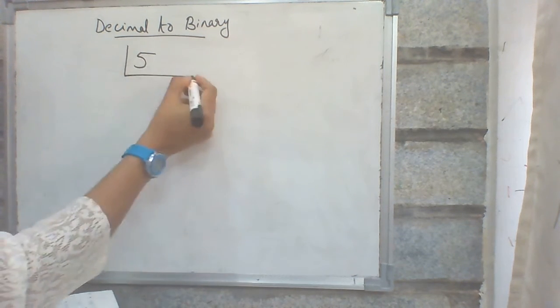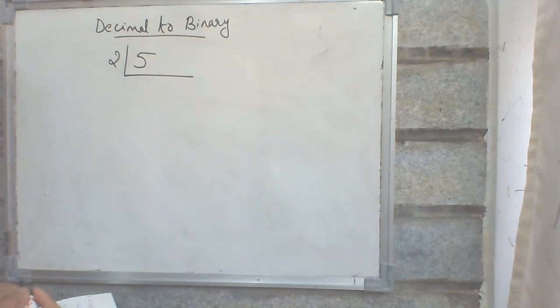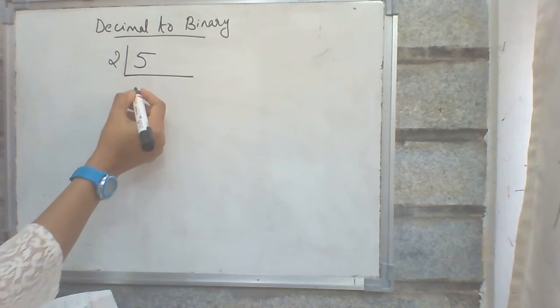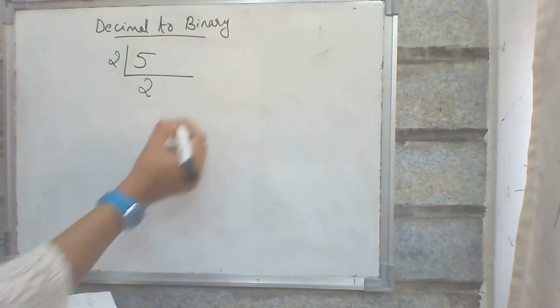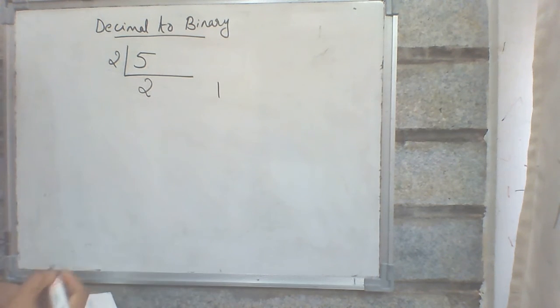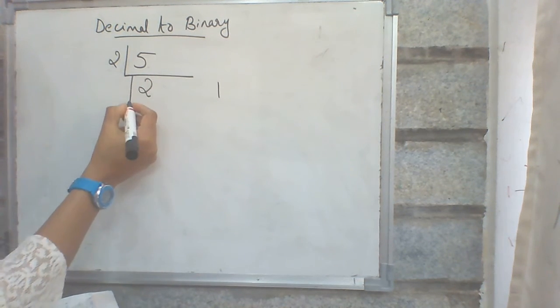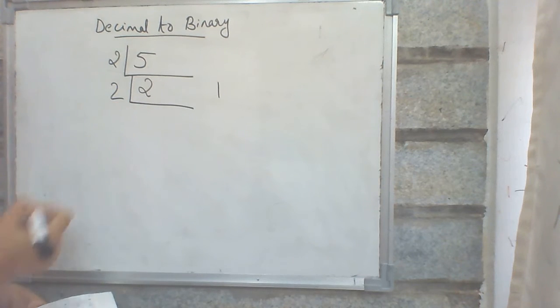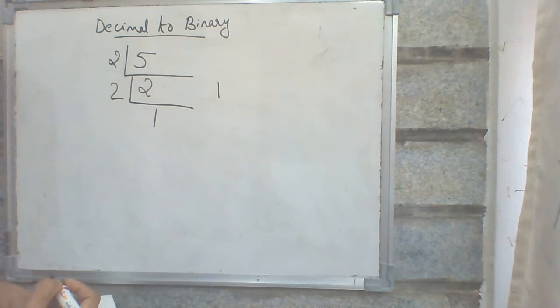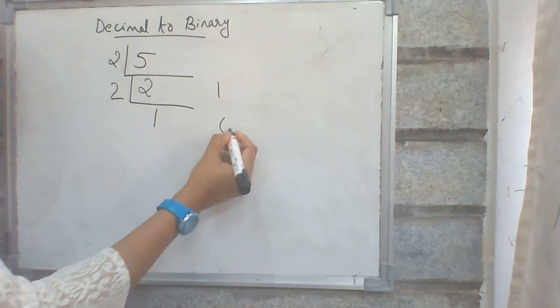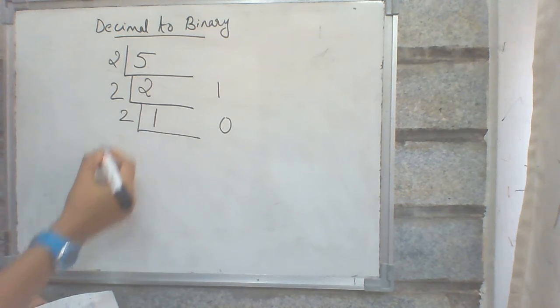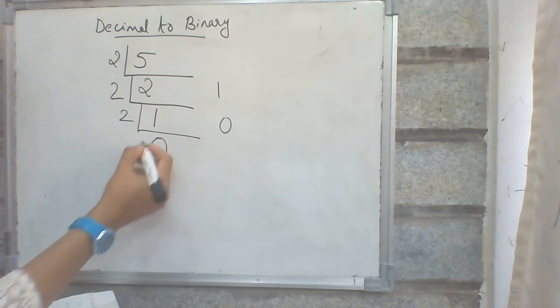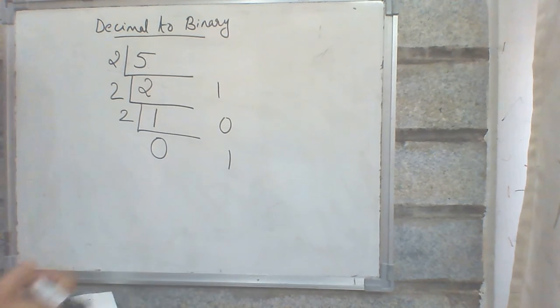For example, see, 5 divided by 2. What is the answer? 2 into 2 is equal to 4. So the answer is 2. What is the remainder? The remainder is 1. Then again divide this number by 2. What is the answer? 2 by 2 is 1. What is the remainder? 0. Then again divide 1 by 2. We cannot divide 1 by 2. The answer will be 0 and the remainder will be 1.